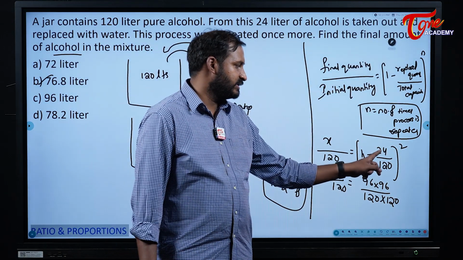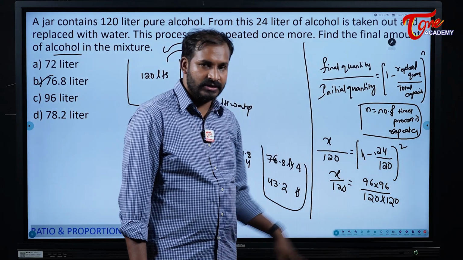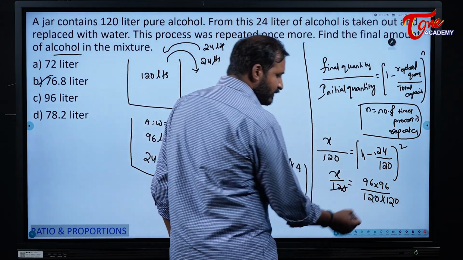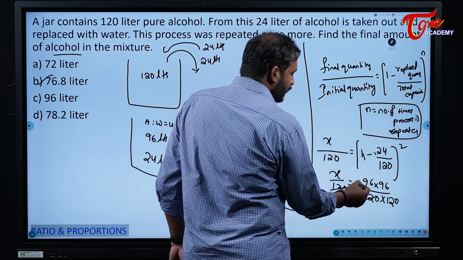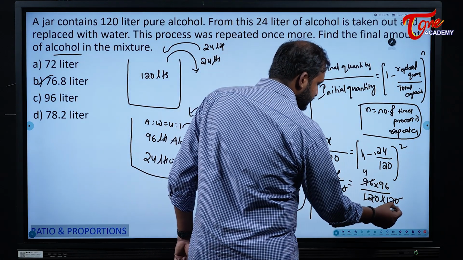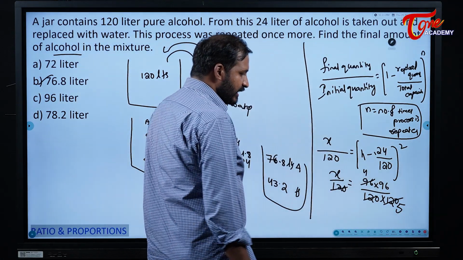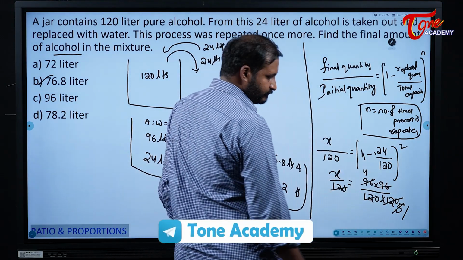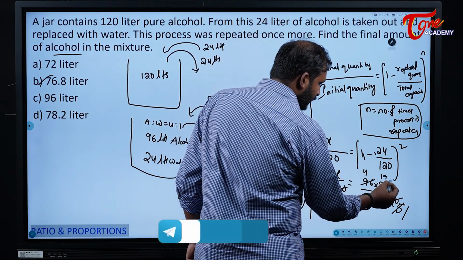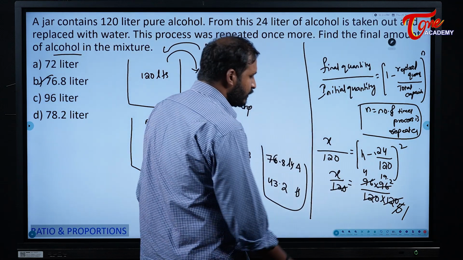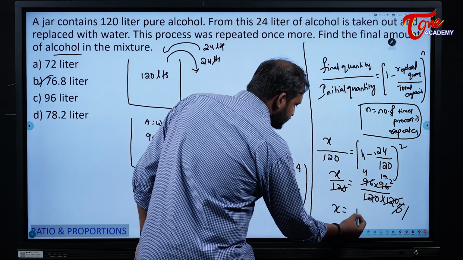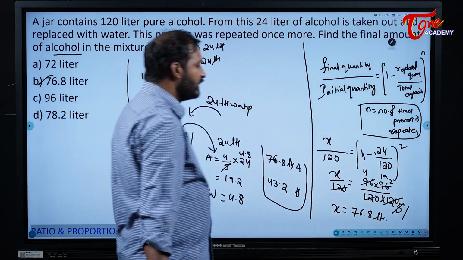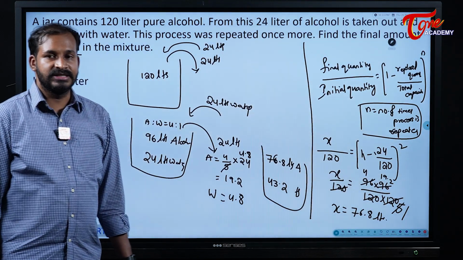Here 120, if I send it here, it becomes 96 by 120. So directly I have written 96 into 96 by 1. Now please observe here, 120 and 120 will get cancelled. 24 fives are 120, so that gets cancelled. Next, similarly 5 ones are 5. What will you get here? 19.2. So 19.2 into 4, when you multiply it, you will get 76.8 liters. So the final quantity here is 76.8 liters.